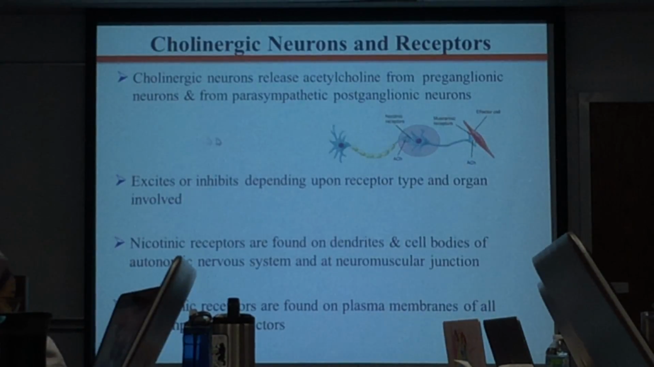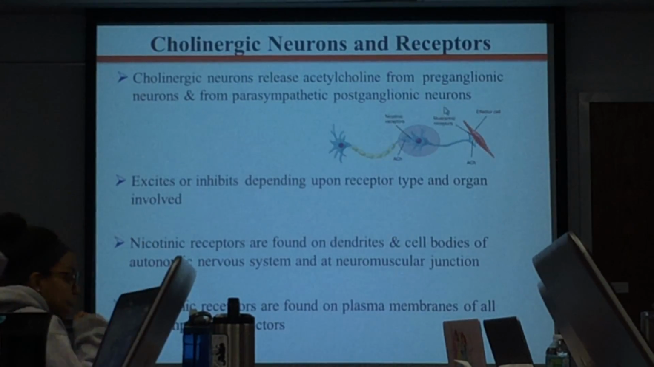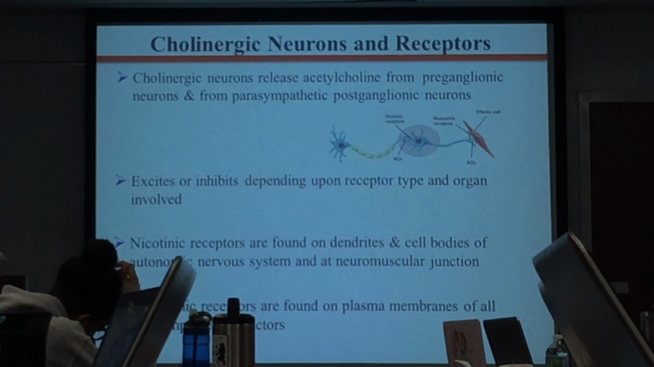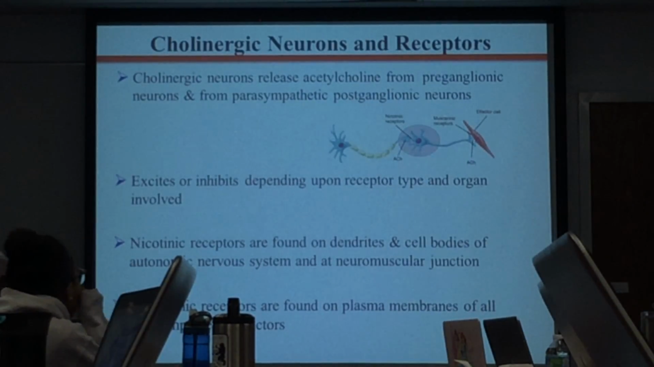So cholinergic neurons release acetylcholine from preganglionic neurons and also from parasympathetic postganglionic neurons. So acetylcholine is present in both the sympathetic and parasympathetic systems. Okay? But in the sympathetic system, it's only in the preganglionic neurons, not in the postganglionic. It can be excitatory or inhibitory depending upon the receptor type, which we can talk about tomorrow, and also what type of organs are involved.